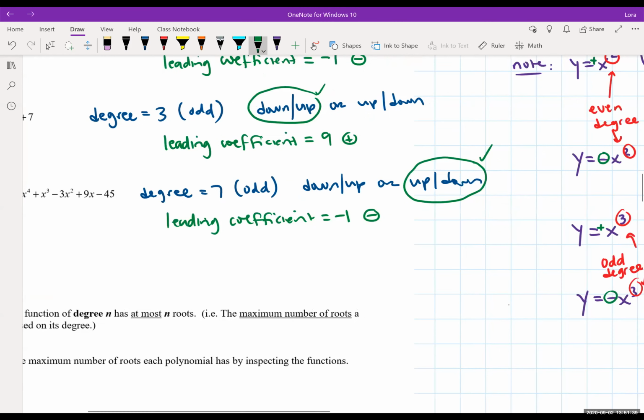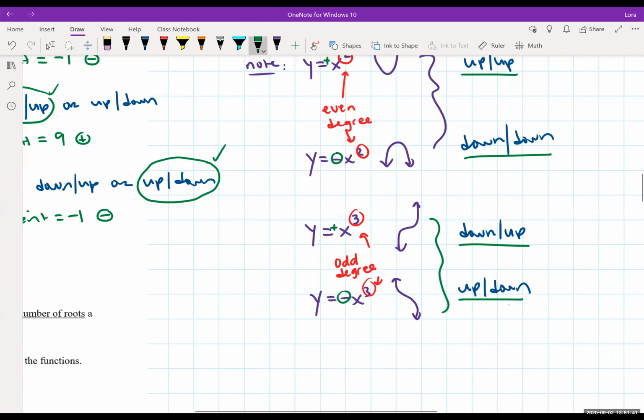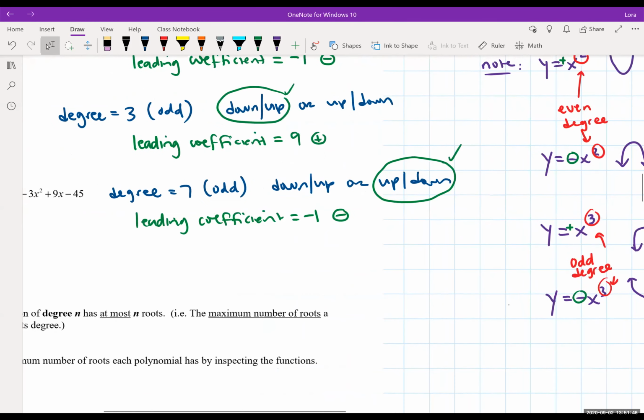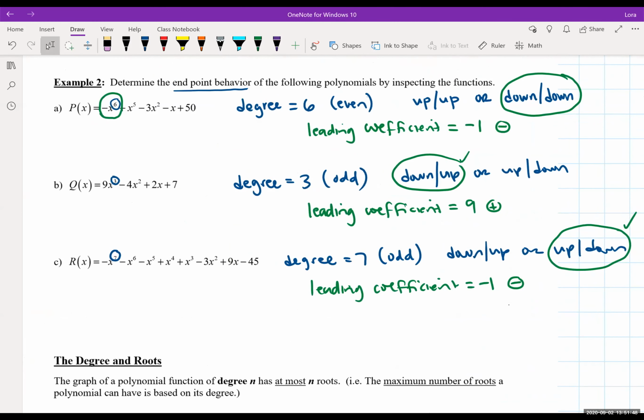So hopefully between the two concepts that we've talked about here, you have a better idea of how to identify the end behavior without having to even graph the function. It will save you a lot of time if you learn the concepts this way. That way we don't have to spend too much time typing stuff in unless we really need to calculate specific points of our function.